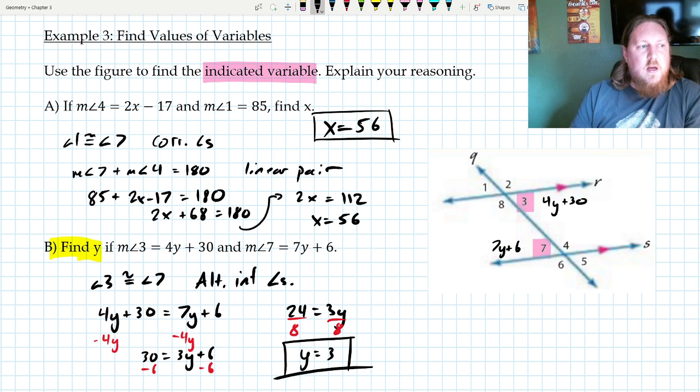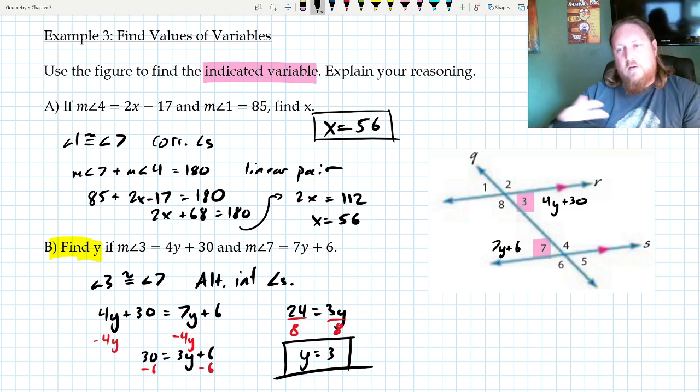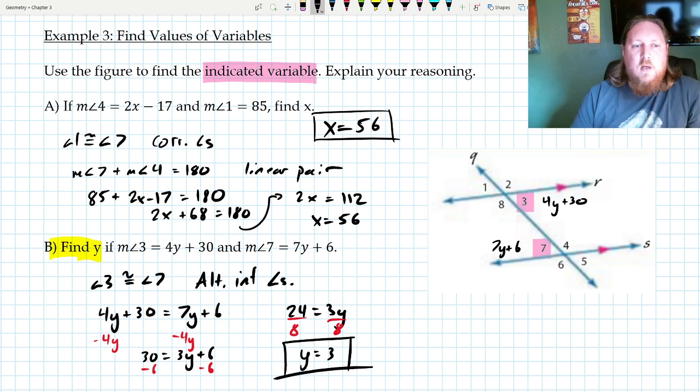Remember, on these ones, it's really about justifying the geometry part, making sure that you can recognize when you're using corresponding angles or alternate interior or vertical angles or vertical pairs. You just want to make sure you're recognizing which of the relationships you're using to make the jumps, the transitive jumps between the equalities.